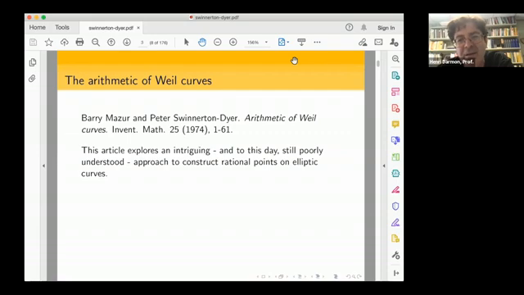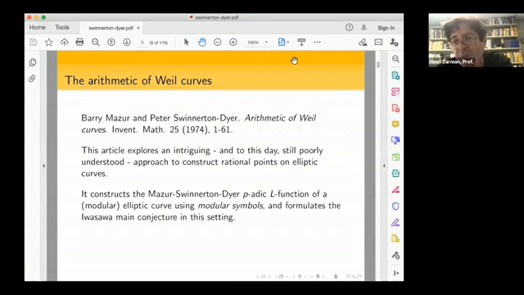The first part explores an intriguing and still somewhat poorly understood construction of rational points on elliptic curves via so-called inflection points arising from modular parameterizations. The second part of the article introduces what's now known as the Mazur-Swinnerton-Dyer p-adic L-function of an elliptic curve, constructed via modular symbols and the formula of Birch-Manin, which Mazur also recalled in his lecture. It formulates an Iwasawa main conjecture in the setting of elliptic curves. That, of course, has led to a tremendous amount of mathematics in the ensuing decades.